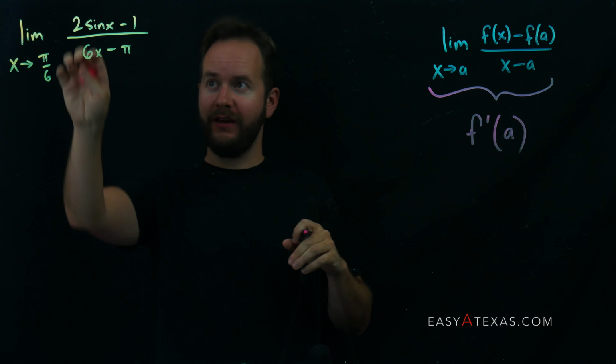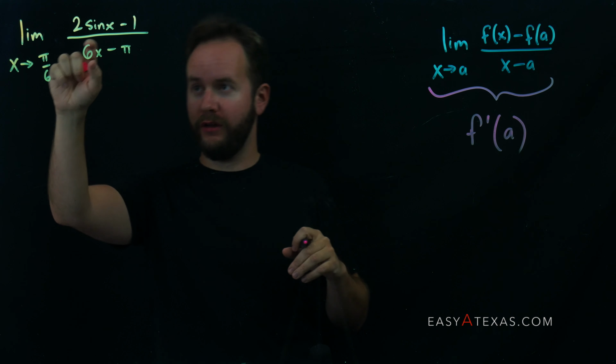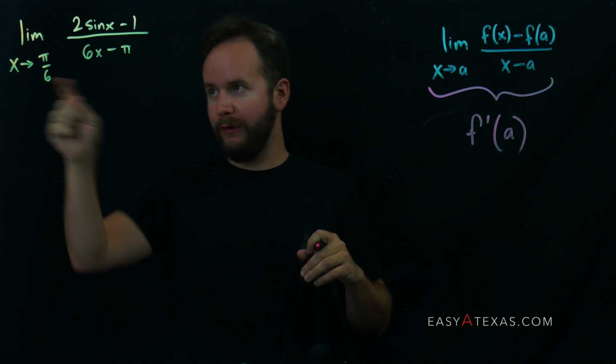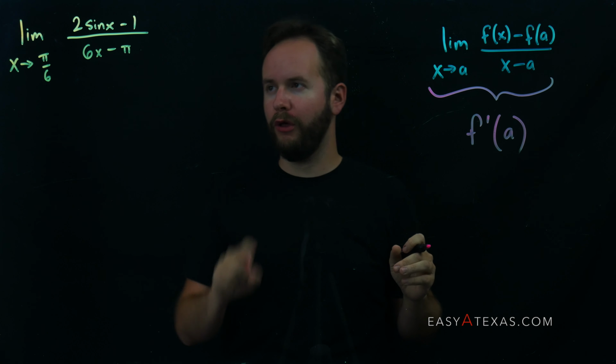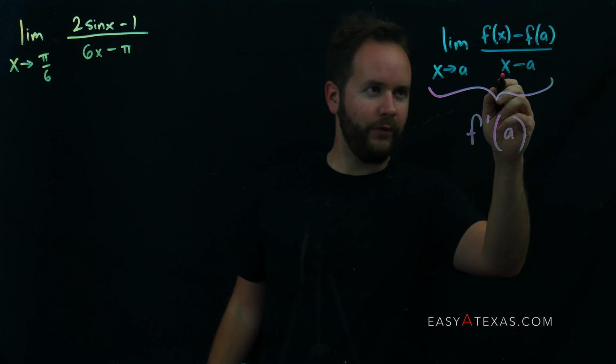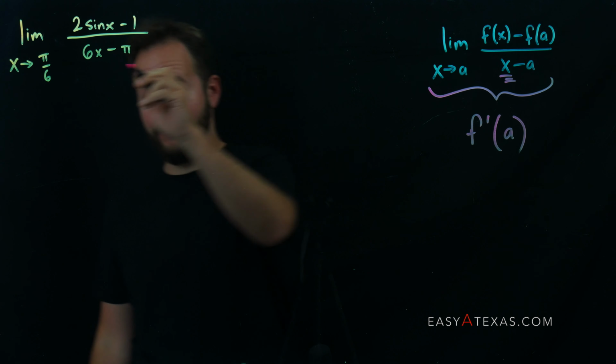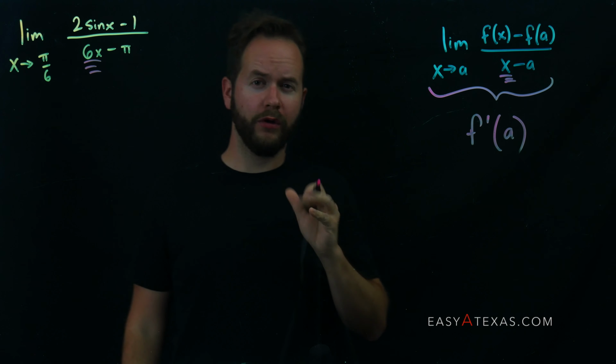Notice it's kind of got the same form of some function minus a number over another x minus a number, and the limit is x going to pi over 6. So it's got a very similar feel to this one, but there's one small thing we need to fix. Notice that here we simply have x. Here we have 6x. So that's kind of throwing off our groove a little bit.